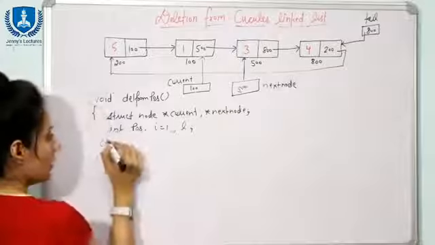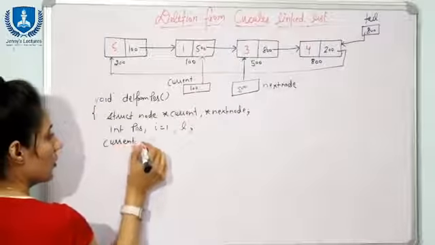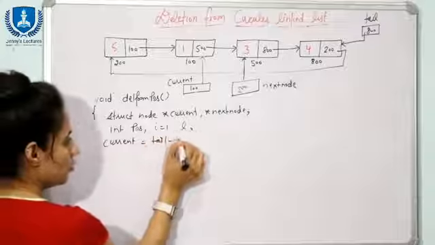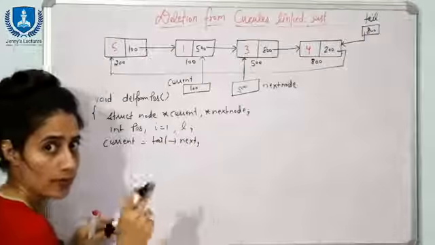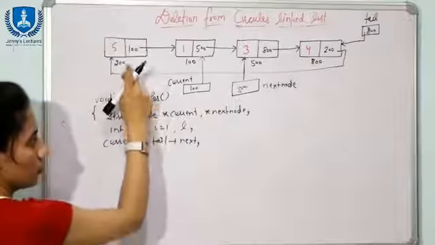So now first of all we will set current is equal to tail of next, because obviously we need to traverse the list, so we need to maintain a pointer to the first node, right?